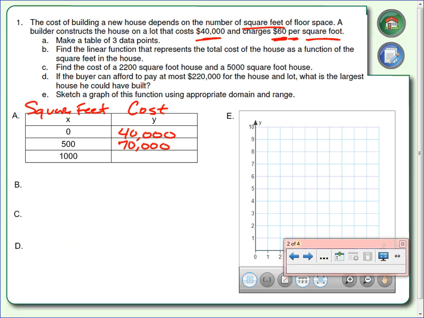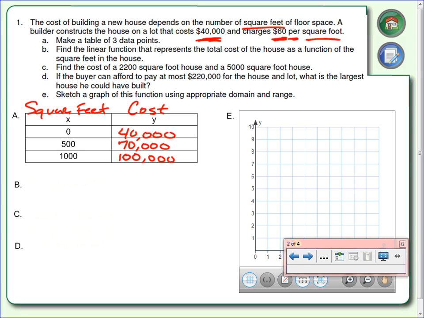But when I take that 60,000 and add it with the 40,000 for the land, we end up with a total cost of, is it 200,000 or 100,000? 100,000. Okay, so we're going to fill that in the last one.